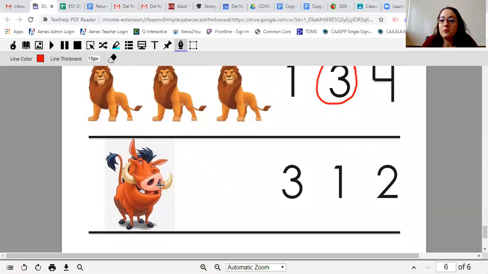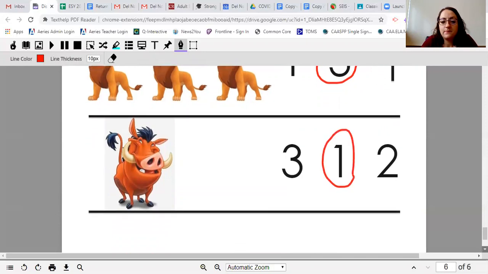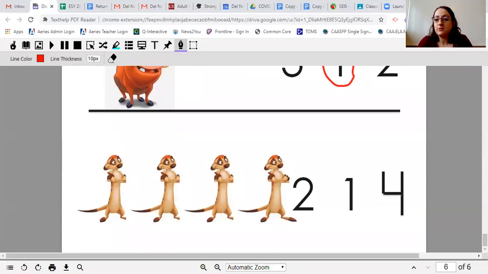And then we have Pumbaa. So we only have 1 here. So we need to look at our numbers. We have a 3, a 1, and the 2. So we're going to circle the 1. And then we just need to figure out how many Timons we have for our last problem. So we're going to count. We have 1, 2, 3, and 4. So I'm going to come through. I have a 2, a 1, and then the 4 is what I'm going to circle.